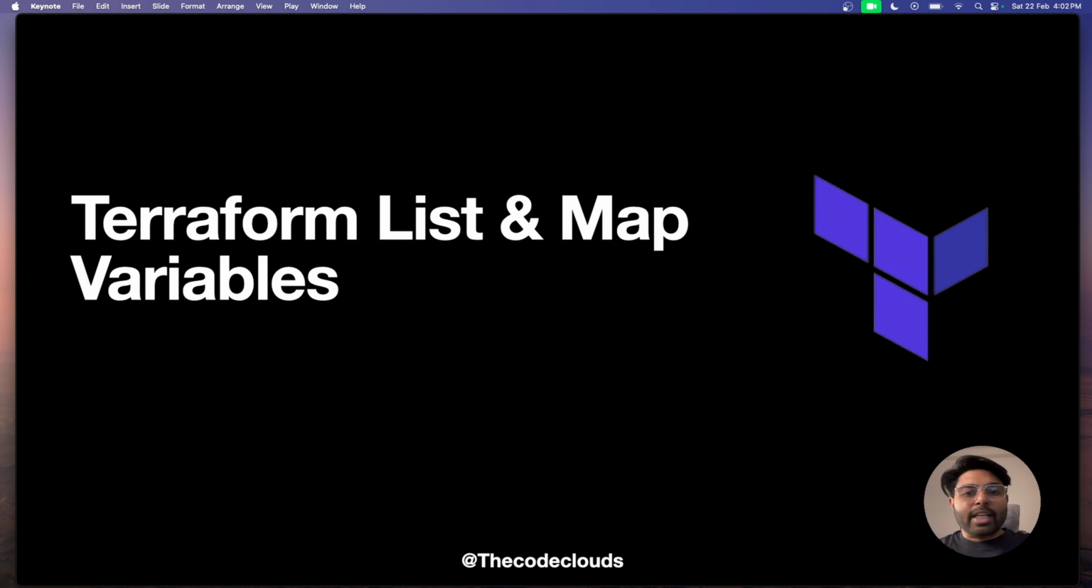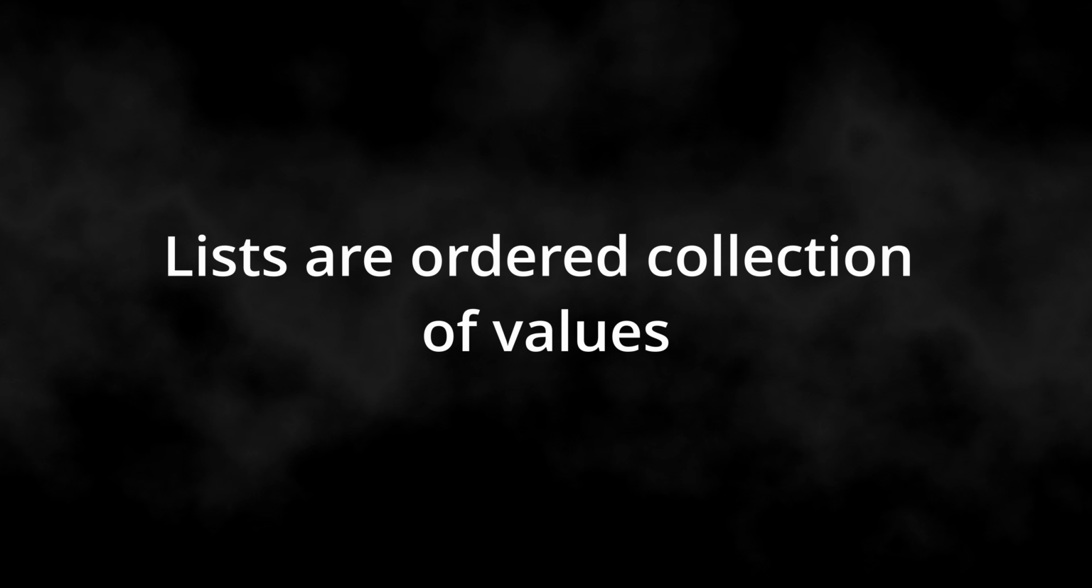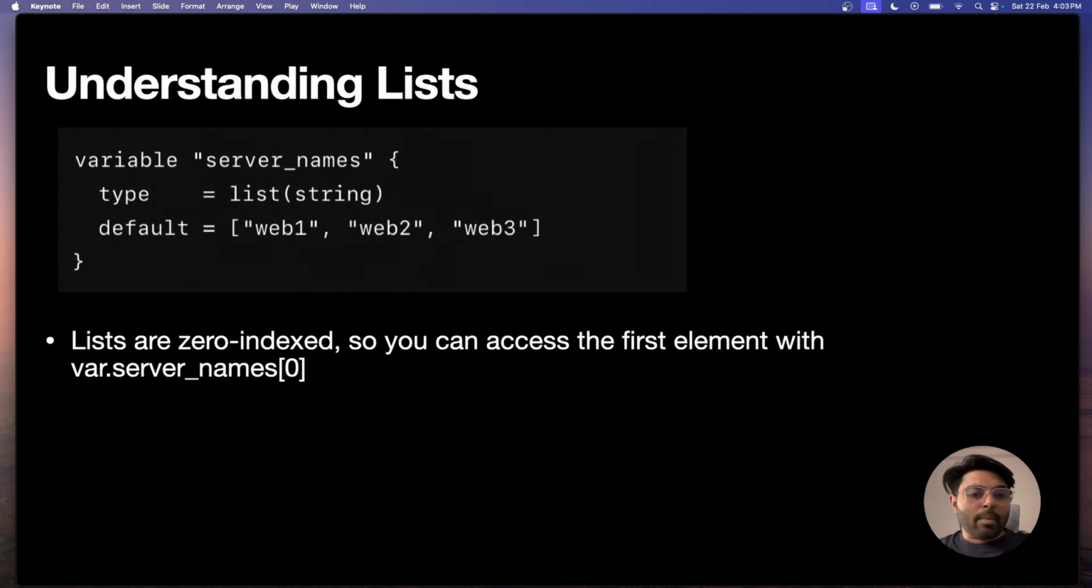In Terraform, variables allow you to pass dynamic values in your configuration. Two of the most useful variable types are lists and maps. Lists are ordered collections of values, while maps store key-value pairs. Let's start with lists. You can define a list variable in Terraform like this. Here in this example, the variable server_names is a list of strings. You can reference individual items with an index, such as var.server_names[0], which gives you web1. Lists are great when the order of elements matters.